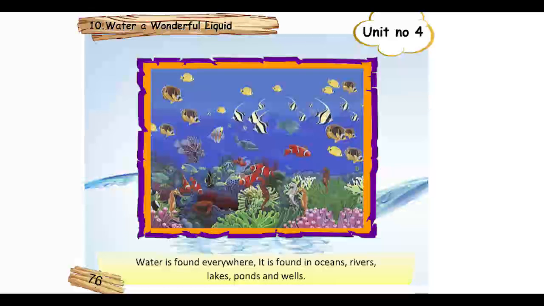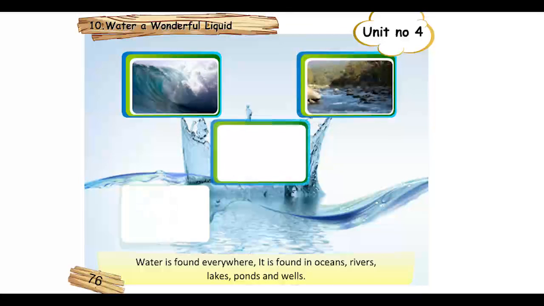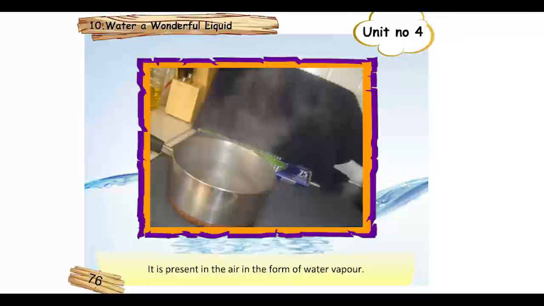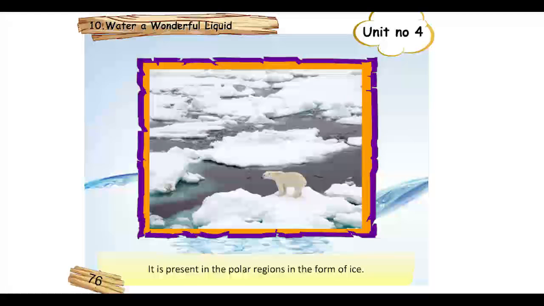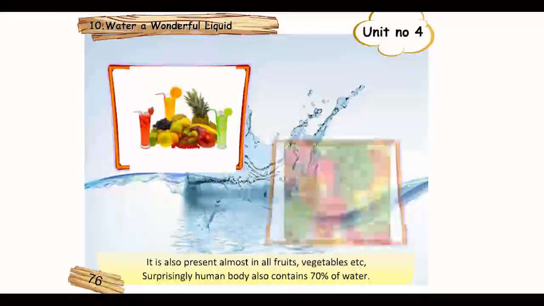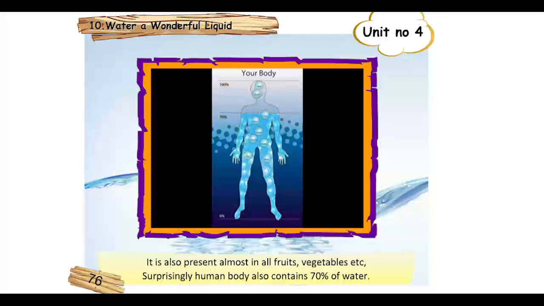Water is found everywhere. It is found in oceans, rivers, lakes, ponds and wells. It is present in the air in the form of water vapor. It is present in the polar regions in the form of ice. It is also present almost in all fruits, vegetables, etc. Surprisingly, the human body also contains 70% of water.